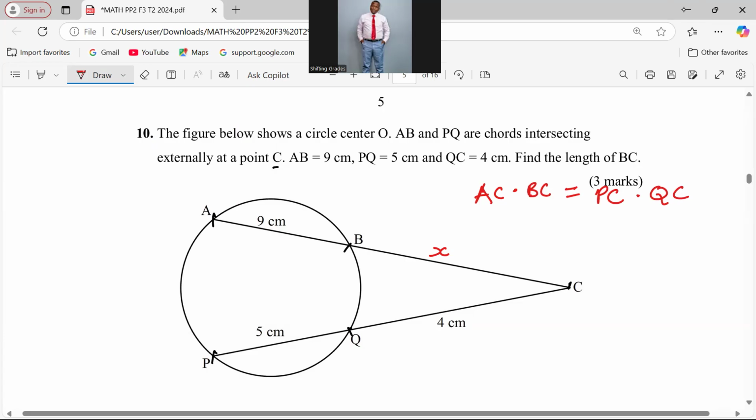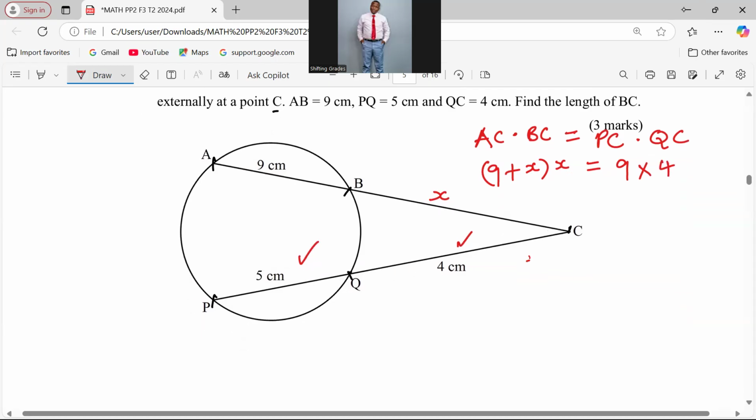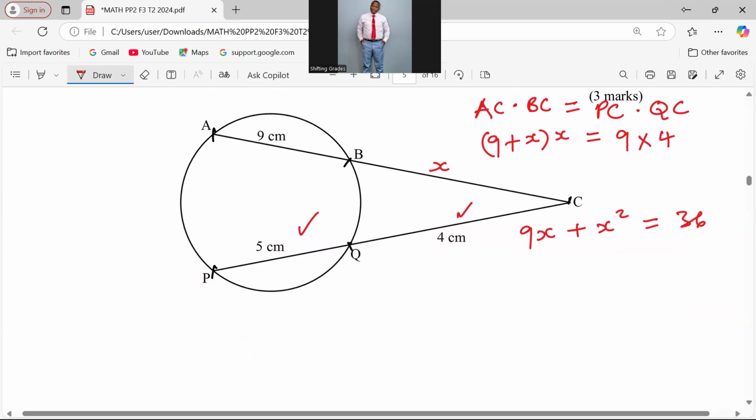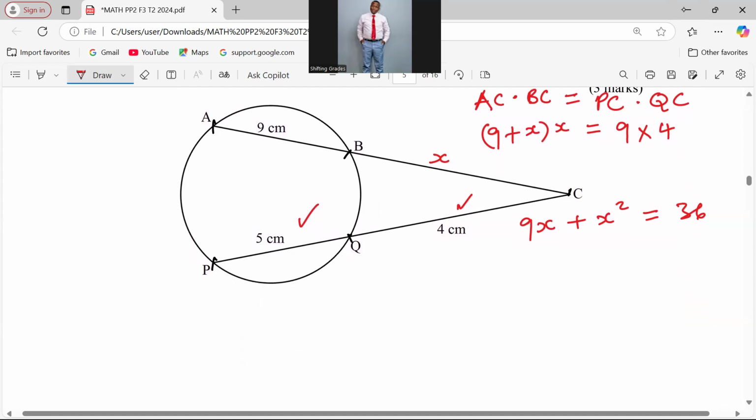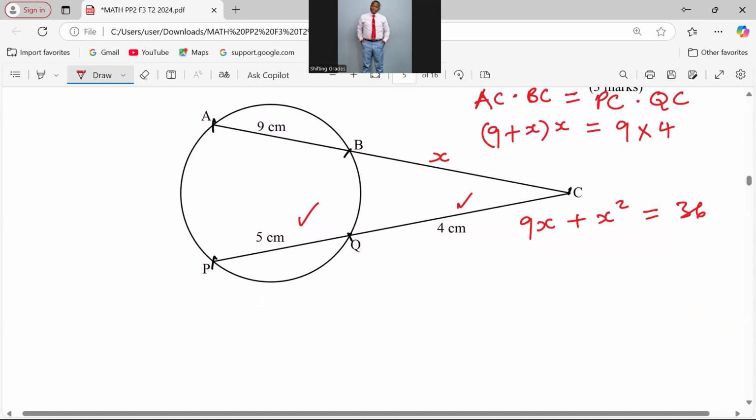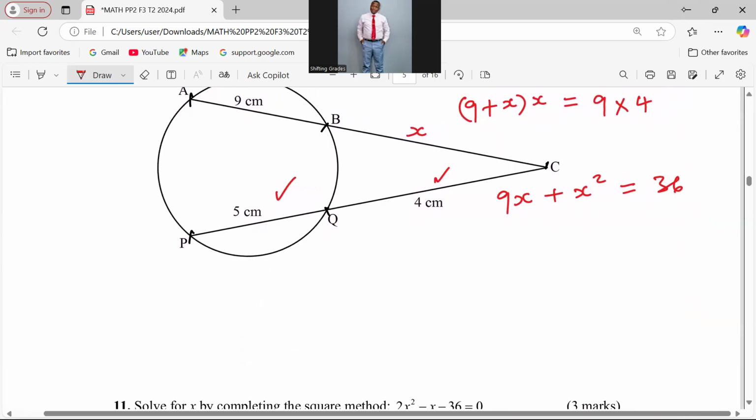Therefore, AC is going to be 9 plus x, multiplied by BC, which is x. This will be the same as PC, which is 5 plus 4, 9, multiplied by the outer portion, which is 4. Therefore, 9x plus x squared equals 36. So can we solve this one? We are free to use any method, by the way.